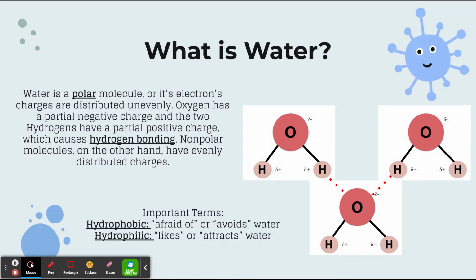So before we can talk about concepts in biology like macromolecules, we need to understand the role of water in life. So what even is water? Well, water is a polar molecule, which means that its electrons are unevenly distributed between the oxygen and two hydrogens. The oxygen sort of hogs the electrons, causing it to have a partial negative charge, and the hydrogens to have a partial positive charge. These charges cause hydrogen bonding.